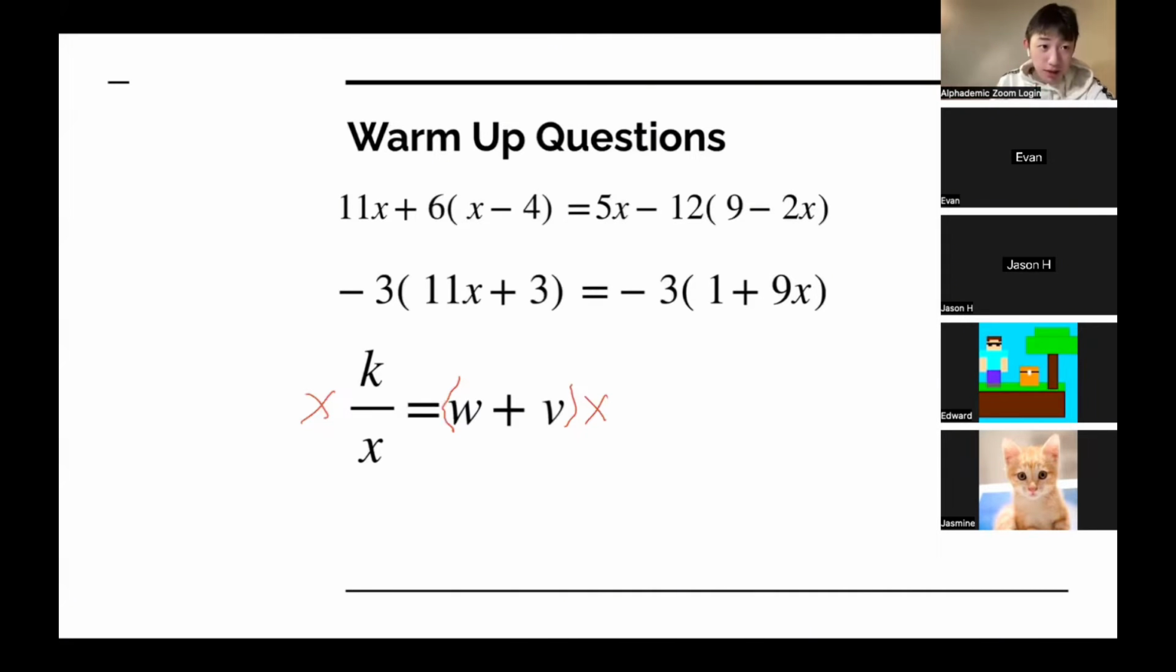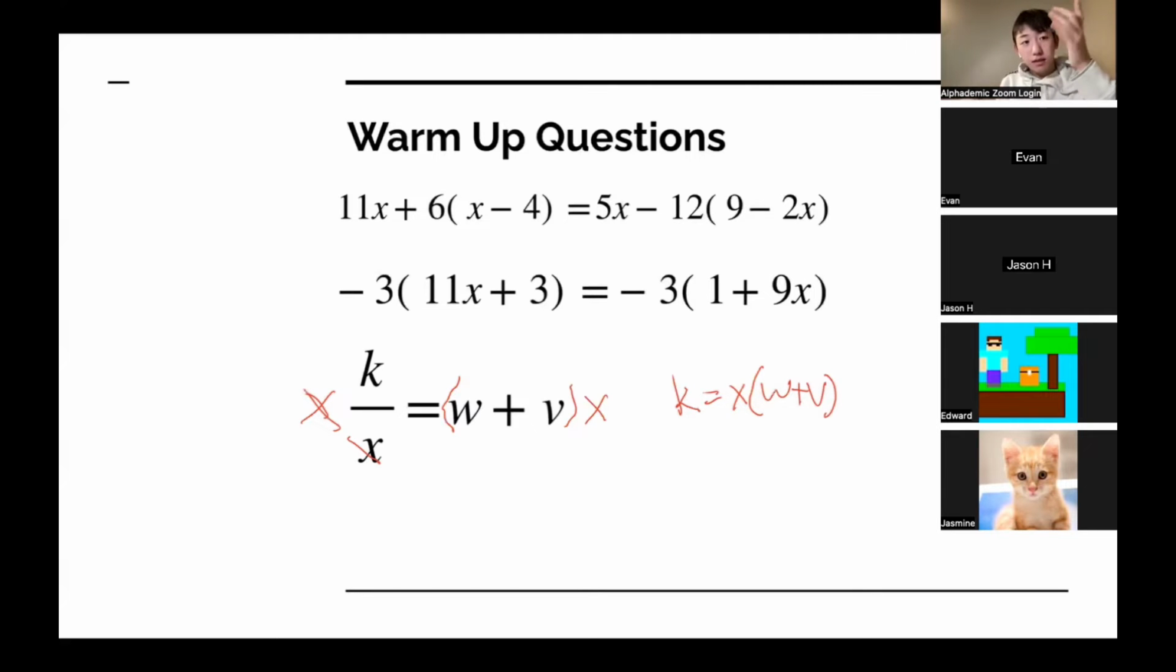So now, after we have this, the x and the x cancel out on that side. So all we're left with is k. K equals x times (w plus v). All right. And then what do we do from here? We can move the w plus v back onto the other side. So how would we do that?